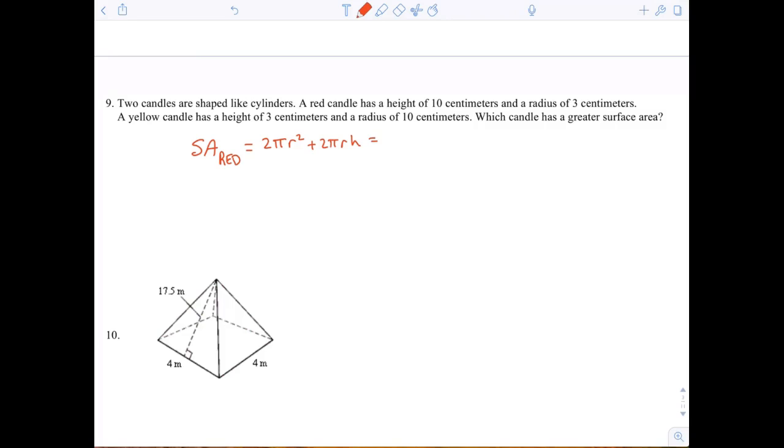So let's plug in. What's the radius of the red? 3, thank you. So it'd be 2 pi times 3 squared plus 2 pi times 3. What's the height? 10, thank you. All right, so somebody tell me what that surface area is, and type it straight in on your calculator. 2 pi times 3 squared plus 2 pi times 3 times 10. And this is centimeters squared. Perfect.